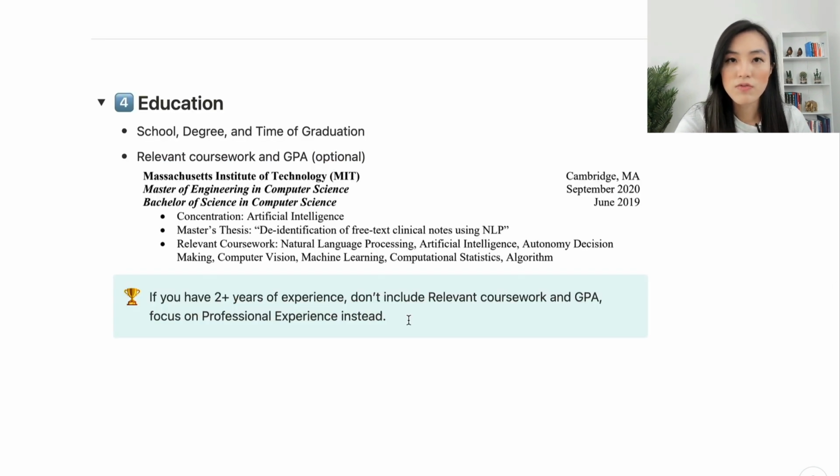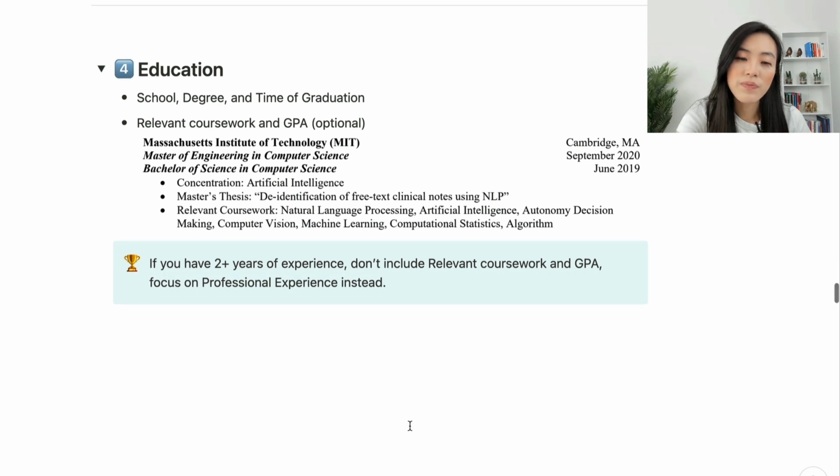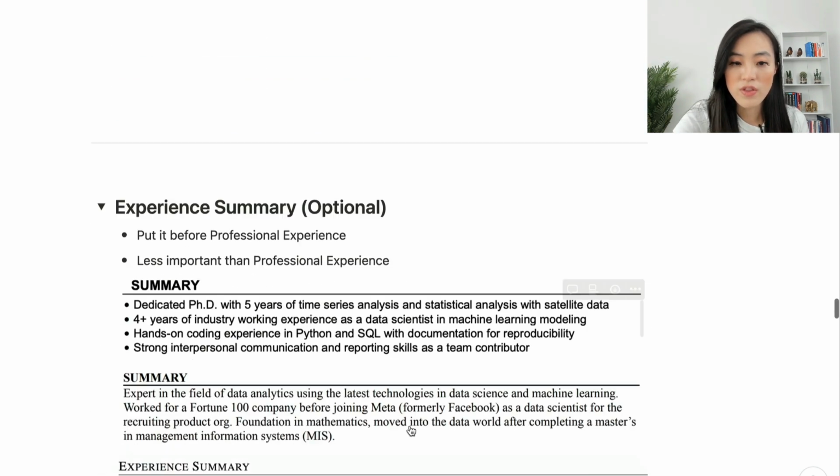Now, we have talked about 4 required sections. They are contact information, professional experience, technical skills, and education. There are also some optional sections. Before we go over these optional sections, I want to mention that you should only include the optional sections if you have extra space on your resume. Otherwise, you don't need to consider adding those sections. Now let's go over them briefly.